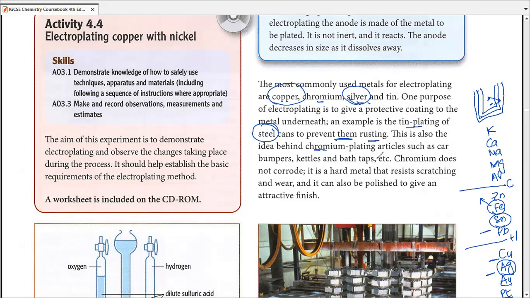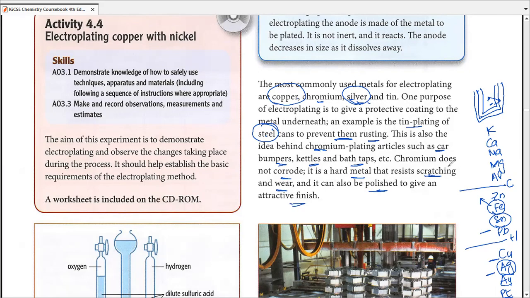All right. Now, chromium plating. Chromium does not rust. It is usually done on car bumpers, kettles, bath taps. There are many examples. The shiny silver gray metal appearance is usually shown with chromium. What happens? Chromium does not corrode. It's a hard metal. It resists scratching. It resists wear and tear. It can be polished to give an attractive finish.